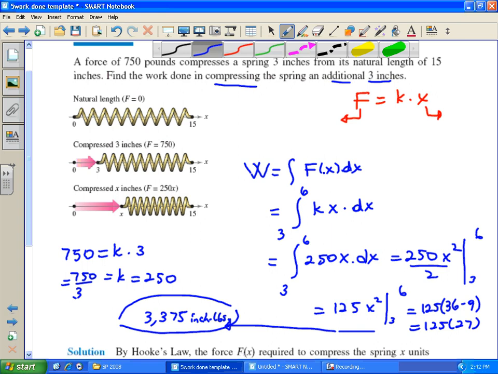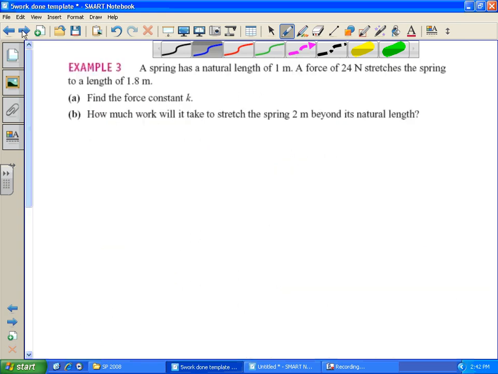Another spring mass problem. This time a little bit different units. Instead of the foot-pound system, we have meters and newtons, but the idea is the same. A spring has a natural length of 1 meter. A force of 24 newtons stretches the spring to a length of 1.8.